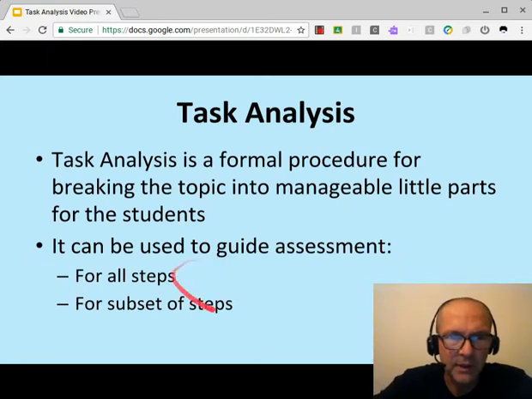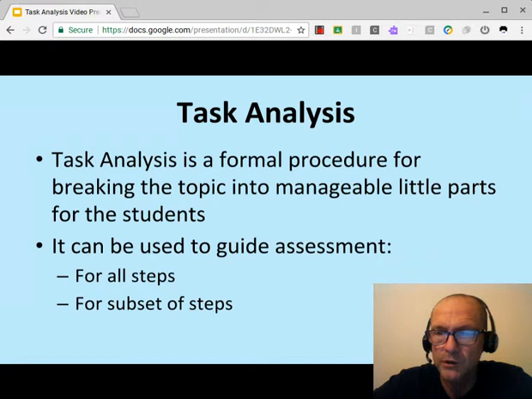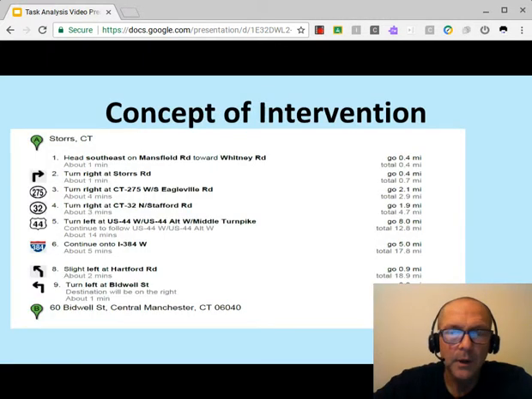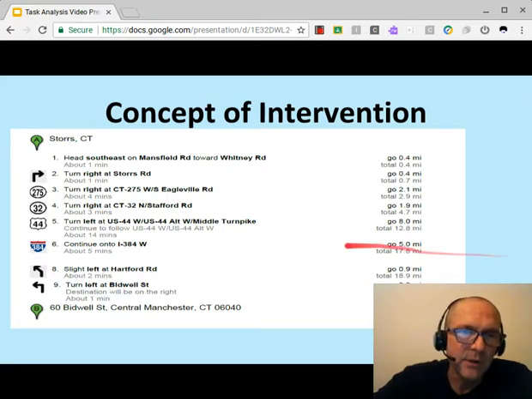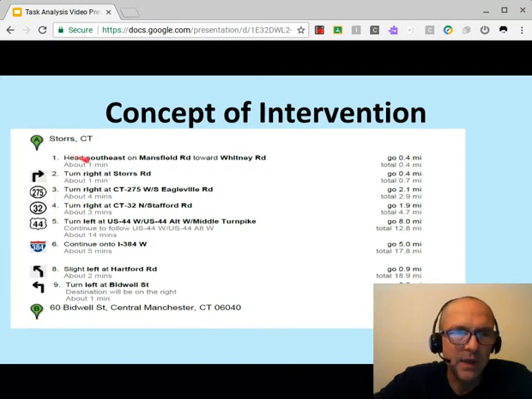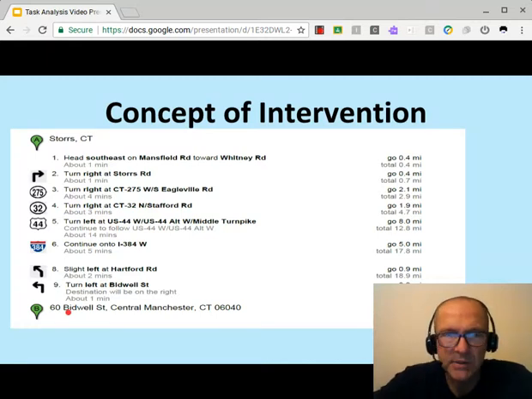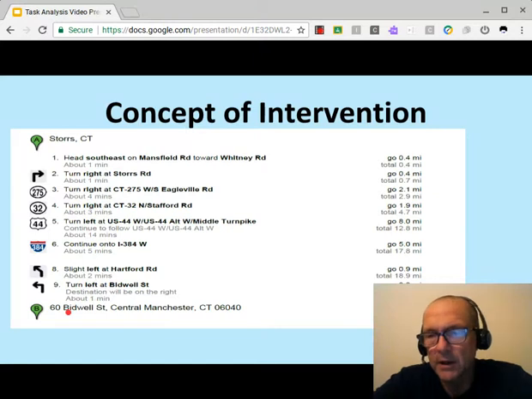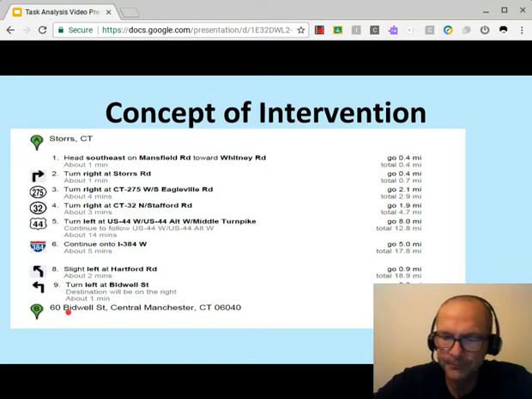Notice I have on here that it can be used to guide assessment, and that's obviously a big deal, especially in math, as challenging as math can be for instruction. I'd like you to think about what we're doing in terms of directions. We have a starting point and an ending point, and then we have the steps to get to that ending point. That's what a task analysis does: it comes up with these steps to follow, and a lot of the steps are in sequential order.